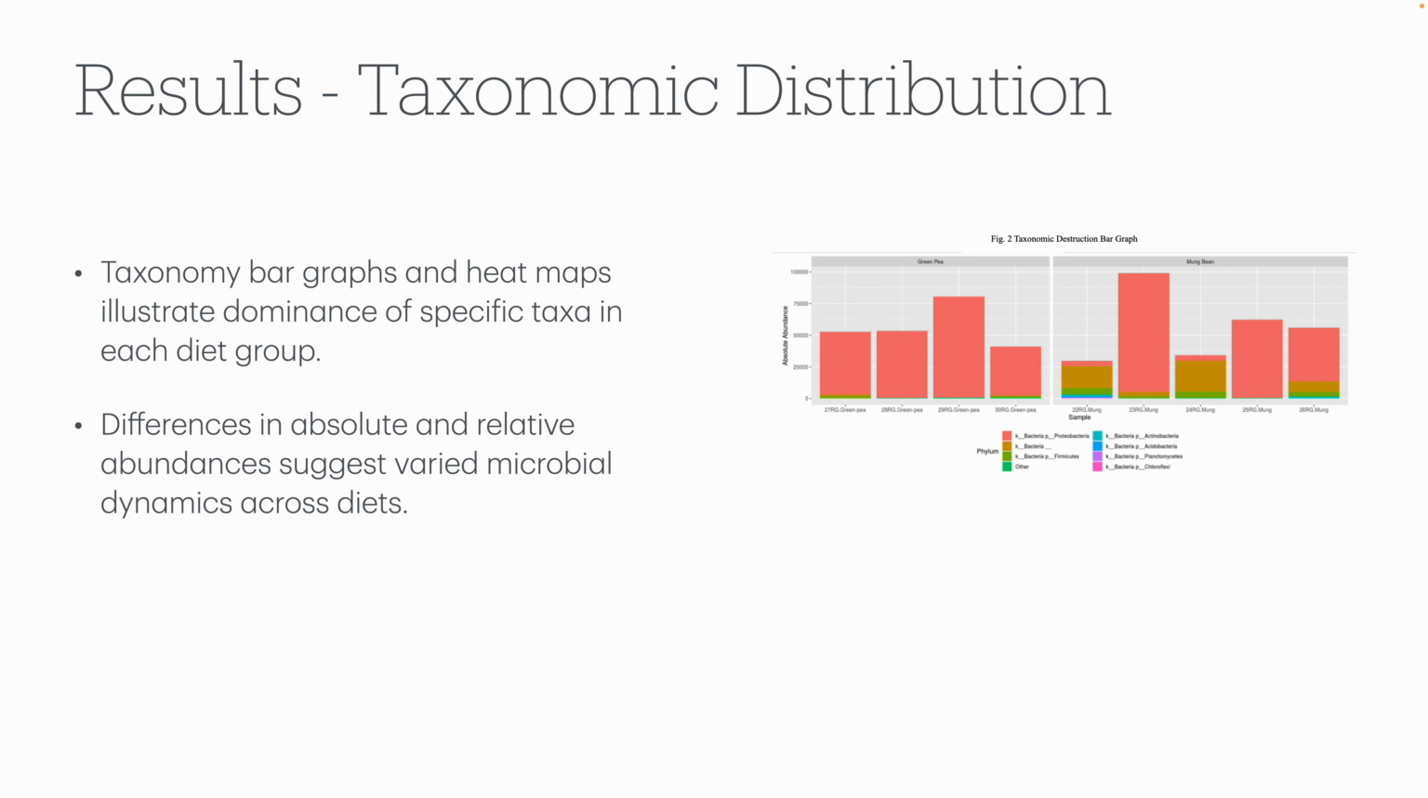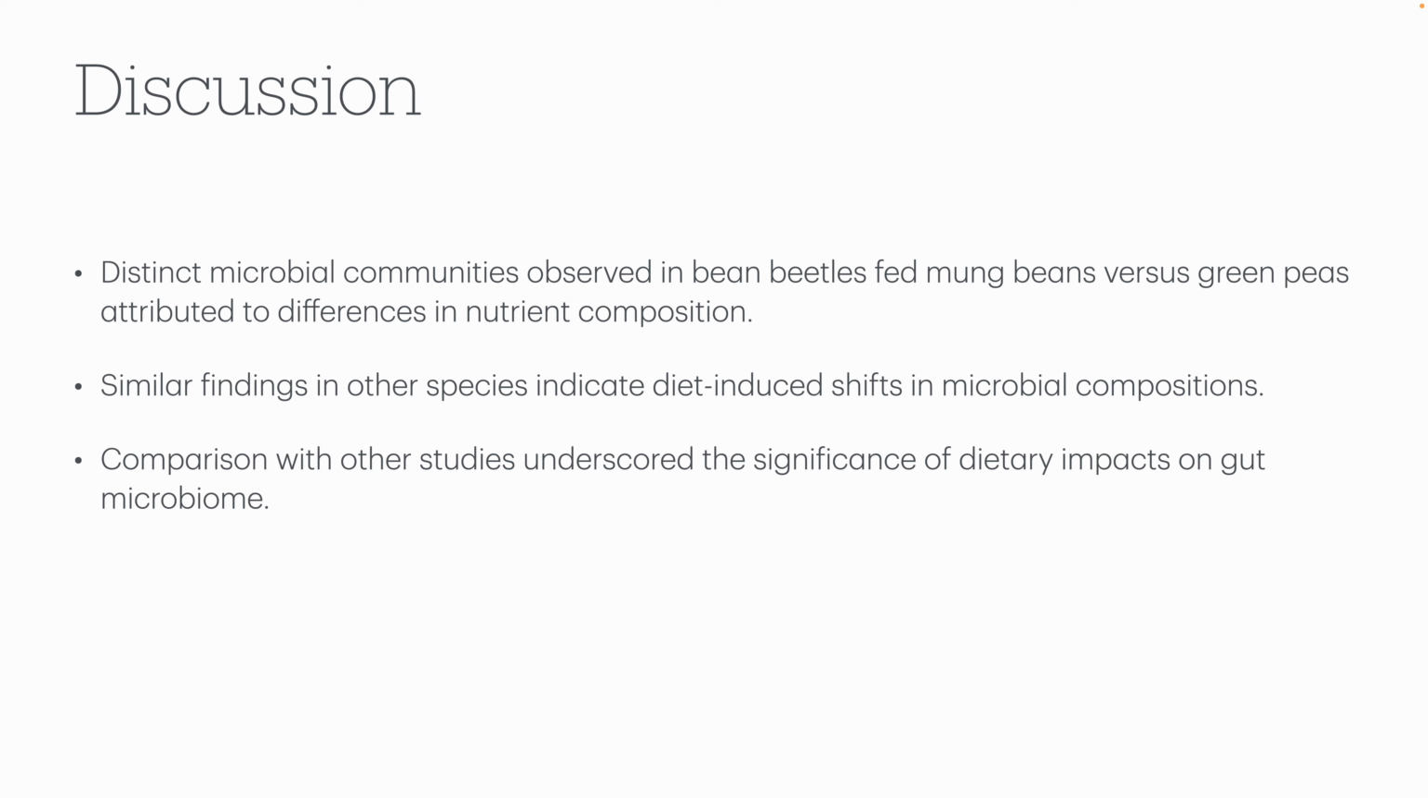Taxonomic distribution analysis showed differences in the dominance of specific taxa between the two diet groups. For example, there was a higher abundance of Enterobacteriaceae in the gut microbiomes of beetles fed mung beans compared to green peas. The distinct microbial communities observed in bean beetles fed different diets can be attributed to the differences in nutrient composition. These findings align with similar studies in other species, highlighting the significant impact of diet on gut microbiome composition.